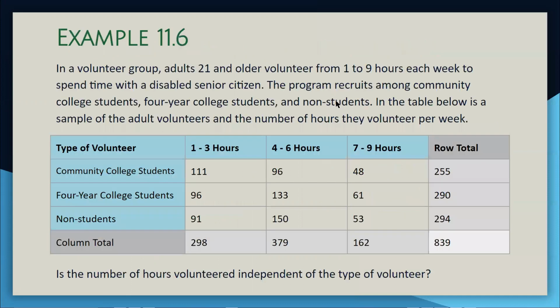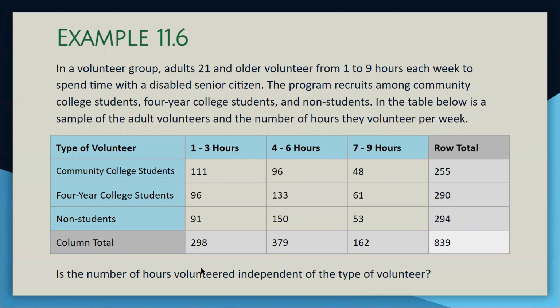Just like last time, we're going to do 2 examples. So first example is 11.6 from your book, and it says, in a volunteer group, adults 21 and older volunteer from 1 to 9 hours each week to spend time with a disabled senior citizen. The program recruits among community college students, four-year college students, and non-students. In the table below is a sample of the adult volunteers and the number of hours they volunteer per week. Is the number of hours volunteered independent of the type of volunteer?